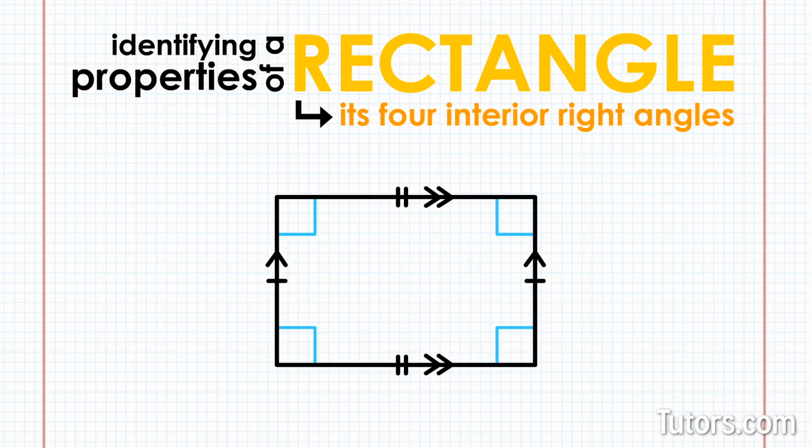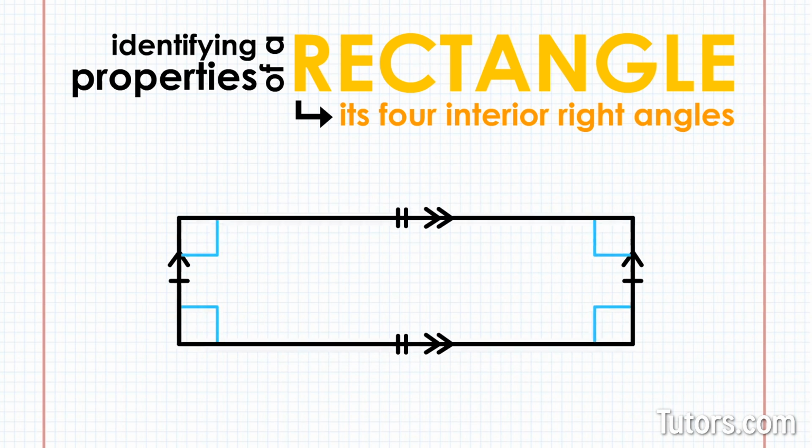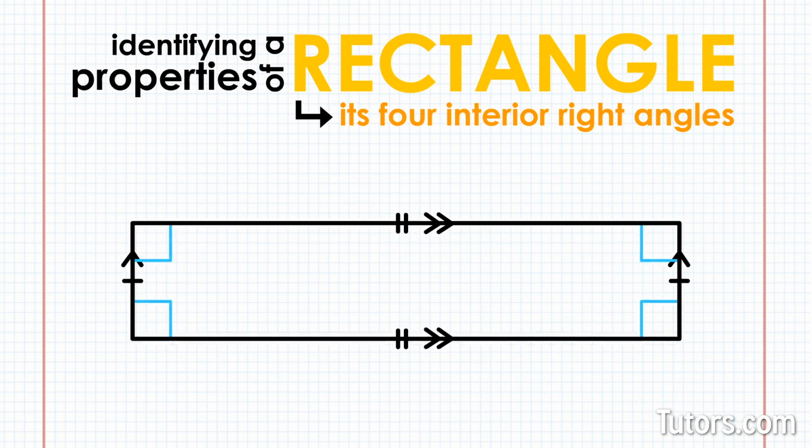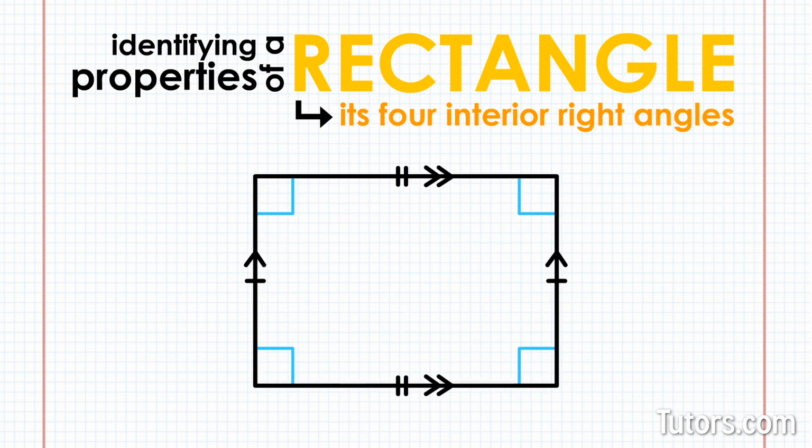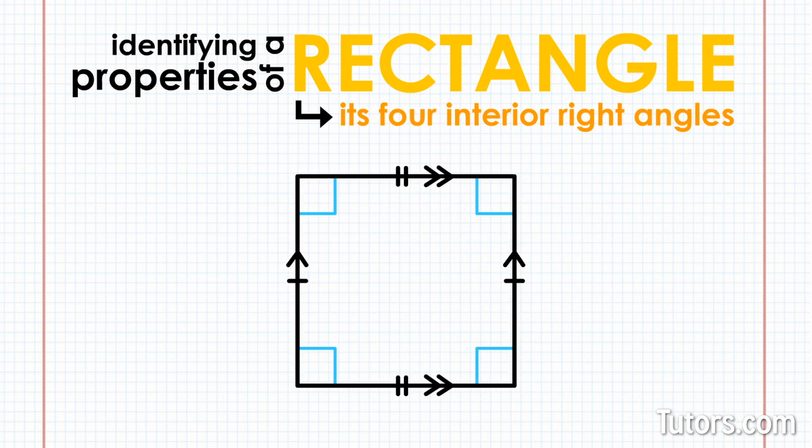A rectangle has no restrictions on the length of its two pairs of sides. You can have a very long, low rectangle, or a very fat rectangle, or a rectangle with four equal length sides. That's a square. Now let's draw a rectangle.